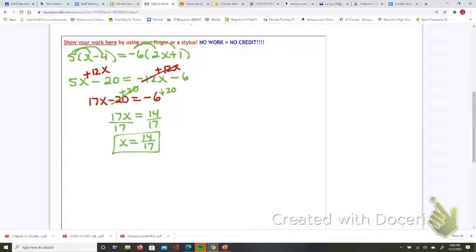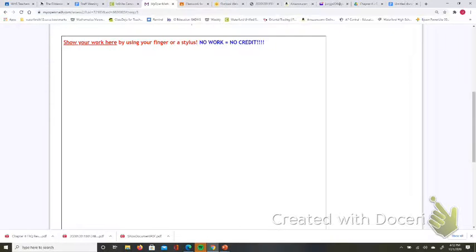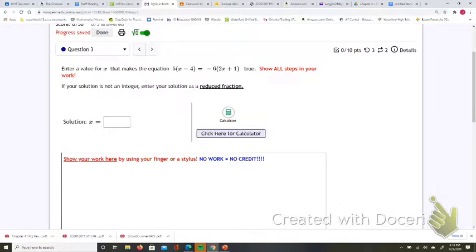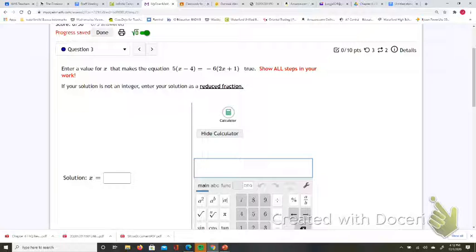Now, at this point, we're ready to do our check, but instead of doing the check on our board, on our work area, we're actually going to do the check in the calculator. I want you to do the check on your paper, on your MyOpenMath, if the number comes out not a fraction. But if the answer comes out a fraction, then I want you to use the calculator to do the check. Okay?